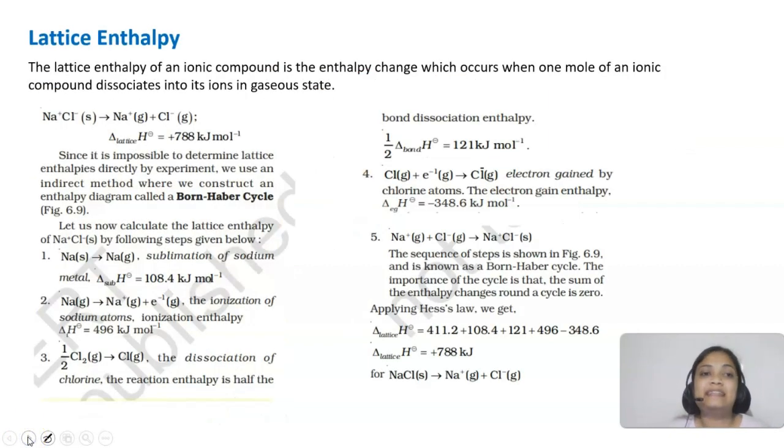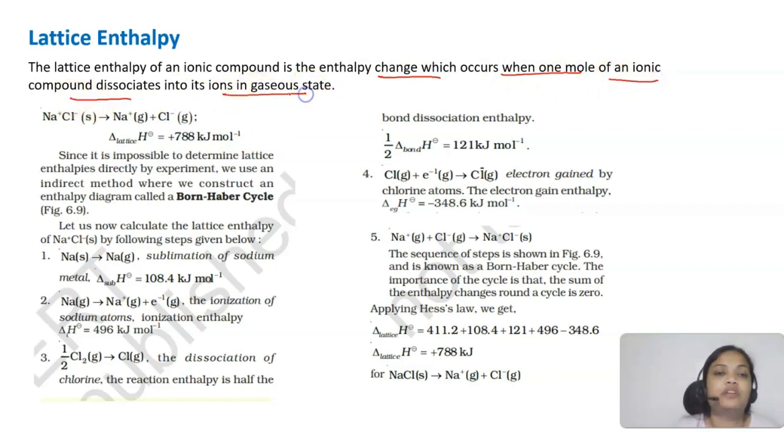Now what is this lattice enthalpy then? Lattice enthalpy of ionic compounds is the enthalpy change which occurs when 1 mole of compound dissociates into ions in gaseous state. Like sodium chloride is there, solid. So when it is dissociating into sodium ions and chloride ions in gaseous state, whatever enthalpy change happens at that time, we call it lattice enthalpy. That means the lattice is being broken down, so that's why we are calling it lattice enthalpy.